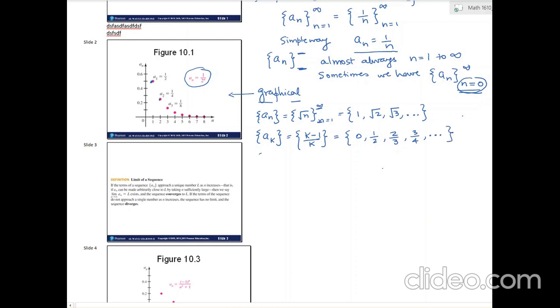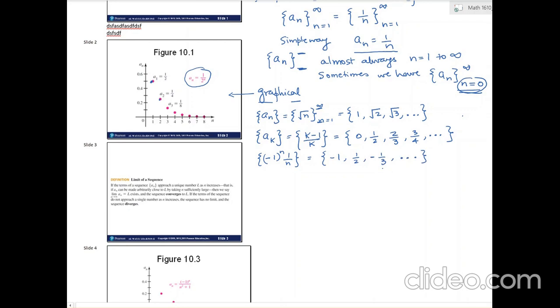Another one, so suppose I have negative 1 to the power n times 1 over n. Now this one would be, when n is 1, I'm going to get negative 1. When n is 2, then I get negative 1 squared, so that makes it positive, and I get 1/2. The third term would have a negative sign, and it would be negative 1/3, and so on.